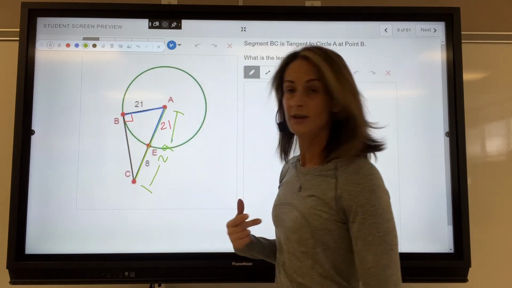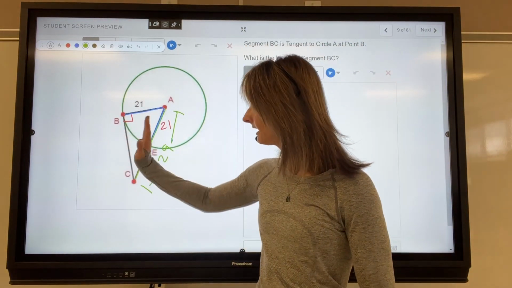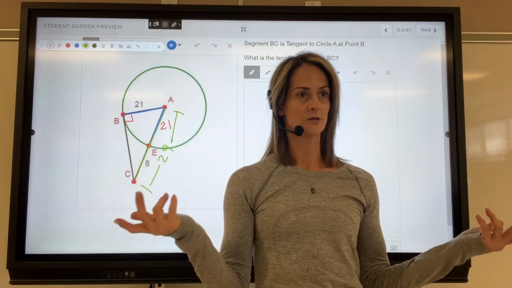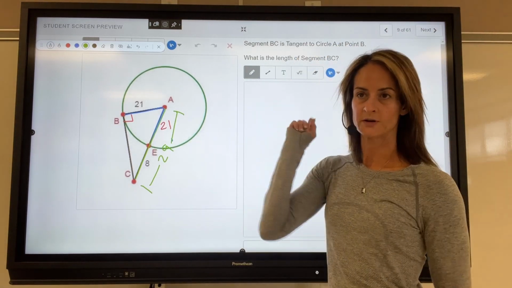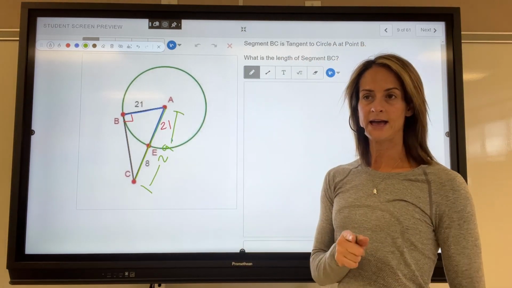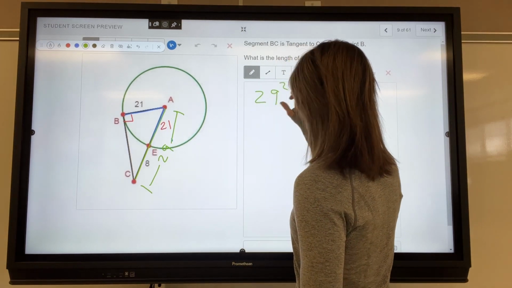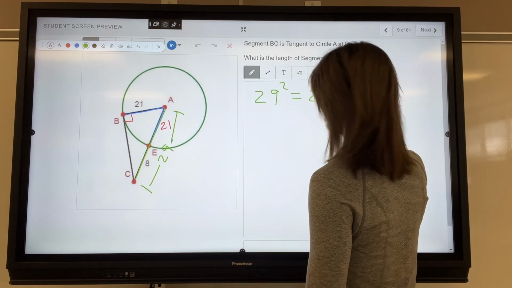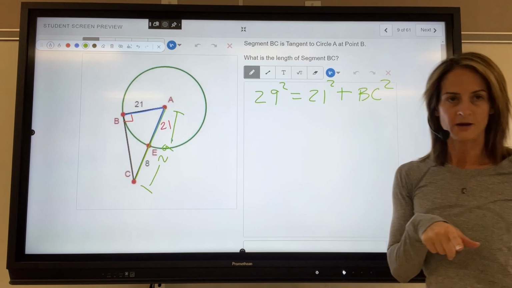Okay, so now we have a right triangle. We know two lengths, and we're trying to find the missing side. And this is going to be great because whatever our answer is when we solve this problem is going to be the answer for the problem. So c squared equals a squared plus b squared. C goes first. The hypotenuse is c, so 29 has to go in for c. So that's 29 squared equals, I'm going to put the 21 first, 21 squared plus BC squared. Did you guys get that?